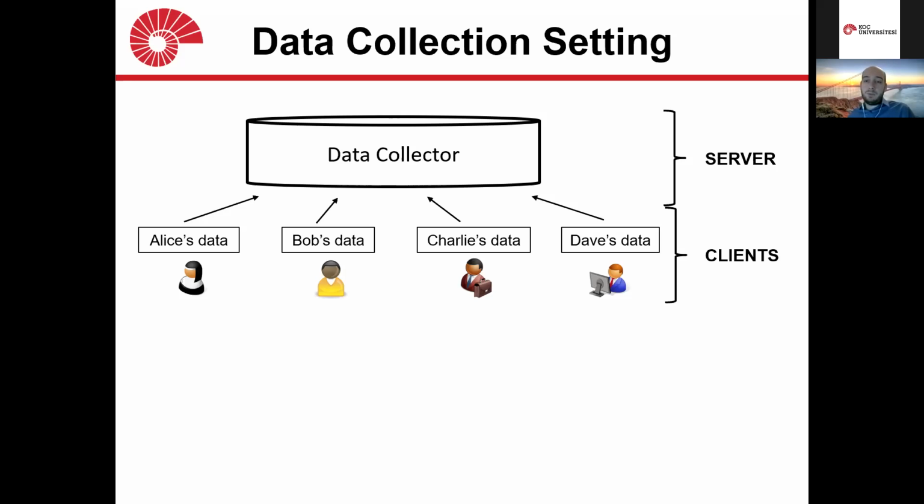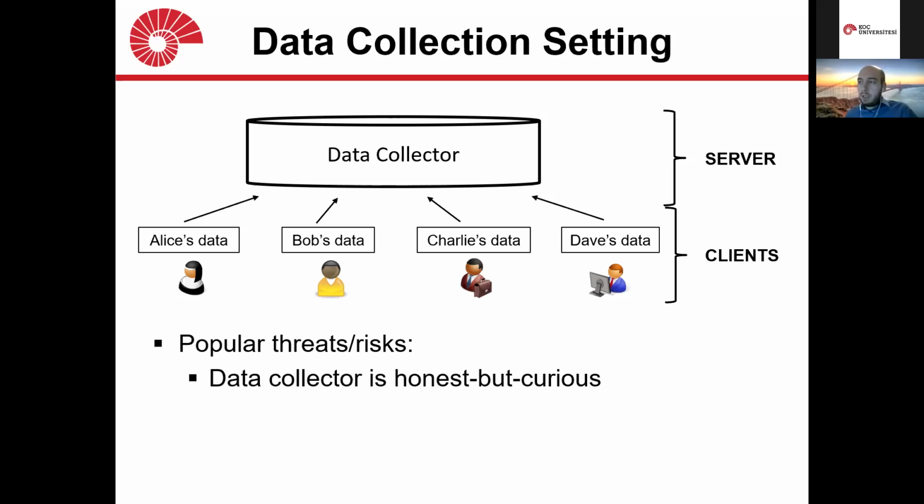What are the different kinds of threats, or risks, that occur in this kind of situation? One threat is that the data collector is honest but curious. What we mean by honest but curious is that the data collector is going to follow the general protocol that is established between the server and the client. However, the data collector is willing to learn as much as they can. They are not going to try to manipulate anything or hack your phone, but they would like to learn as much as possible about you. So that is an honest but curious situation.